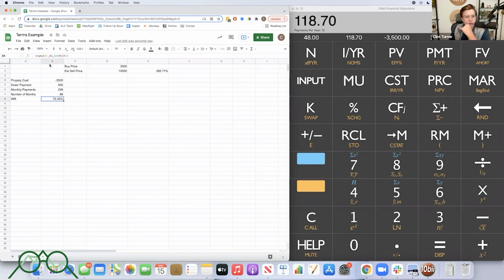We're using this formula called rate. It takes in the number of months, it takes in the payment, and then it takes in the present value. The present value is going to be the cost of the property minus the down payment, because that's the present value. You paid 3,500, and then you got a down payment there. So you paid 3,500, you take out 500, 1,000, 2,000. That's the present value of your investment in the asset, which is the piece of land. And then we just multiply it by 12 so we can get this in a yearly format, because this is giving us monthly returns.